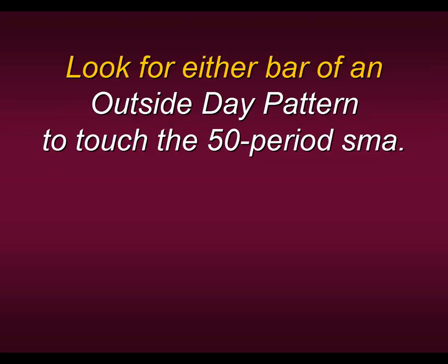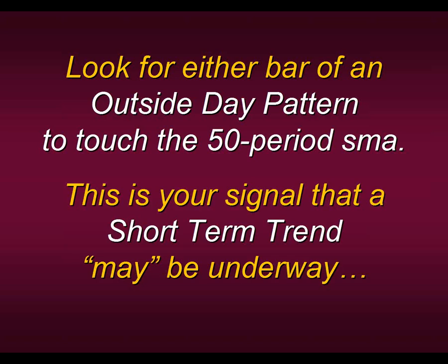All right, here are the rules now. Look for either bar of an outside day pattern, okay? Remember, either the first day or the second day, the first bar or the second bar, to touch the 50-period simple moving average. In other words, one of those two bars must be touching, intersecting the 50-period simple moving average. Once again, it doesn't matter if it closes above or below. We're not concerned about that. We're only concerned with the range of that bar. So look for either bar of this two-day pattern to touch the 50-period simple moving average. This is your signal that a short-term trend may be underway.